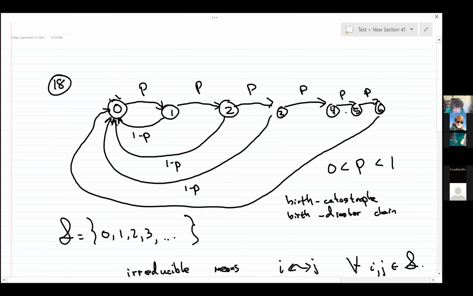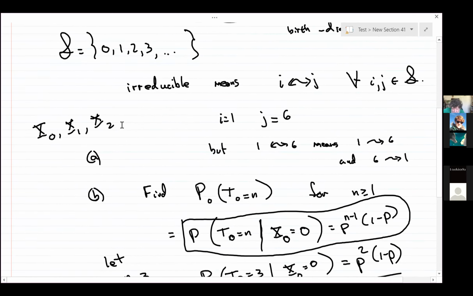Because at 0, what happens? Either you go up with probability p to 1 or you don't. It's almost like you're at 0 and you have another catastrophe, you stay at 0. And you just don't advance. Okay. So I think that's how the picture should have looked.